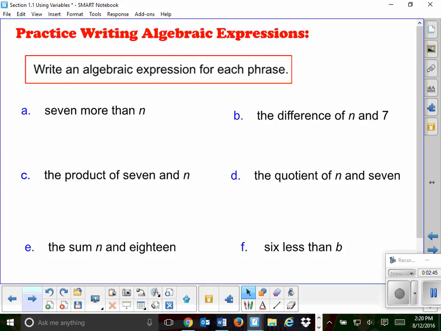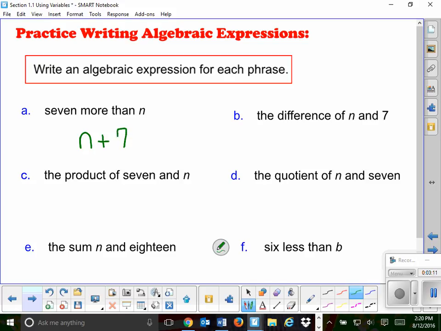So here's what we have. Some of what you're going to do, and this is going to be really important throughout the years, is take English or verbal phrases and turn them into expressions. So I will do these, and then you'll have some to practice on your own in a second. So the first one is 7 more than n. So if here is n, you add on 7 more than that.